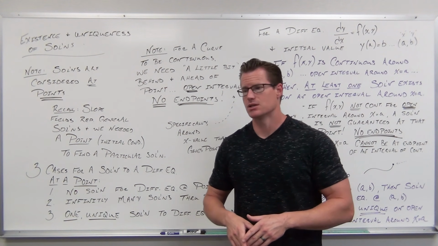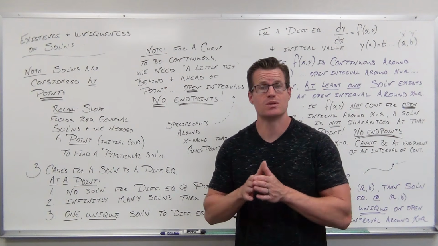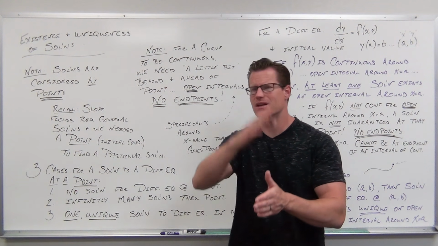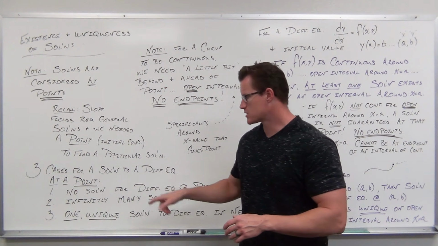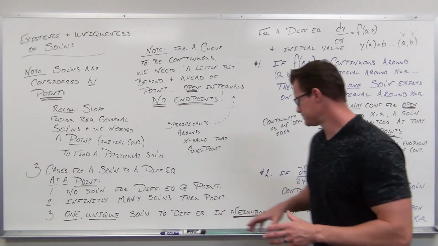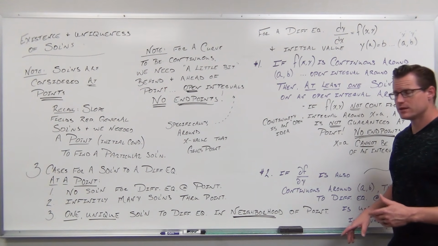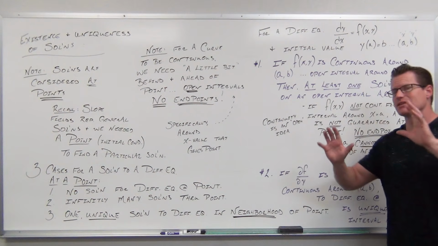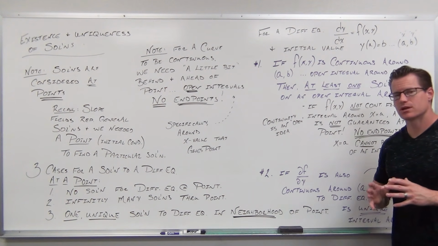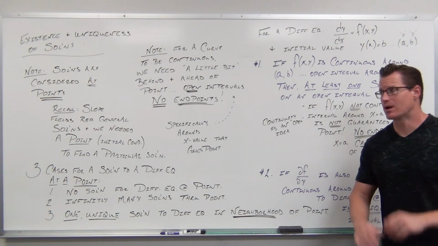That's case one. Case two, you could have a differential equation where you consider a specific point and infinitely many solutions go through there. It's not unique. Case three is what we really like to zone in on, where we have one unique solution to a differential equation at, let's just say, a point. But really what it comes down to is in a neighborhood around that point.